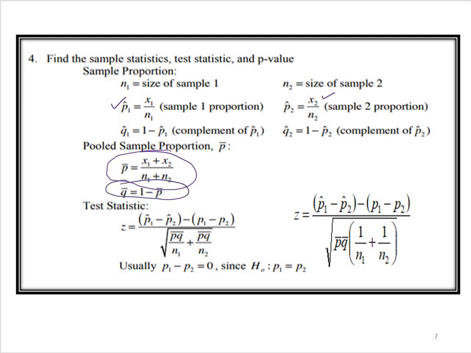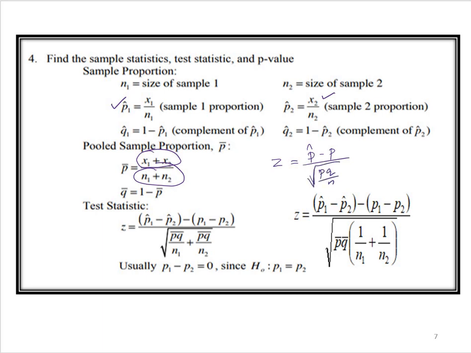So P bar is called the proportion for the pooled data, when we club the successes together and the totals together. And of course, Q bar is equal to 1 minus P bar. Then the test statistic is given by this one. If we have only one sample, then Z is equal to P cap minus P divided by square root of PQ over N.